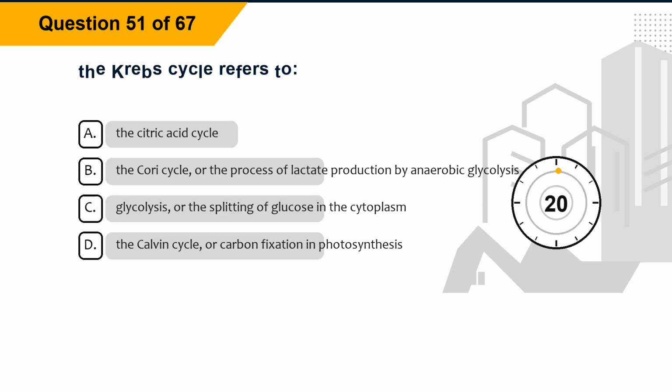Question 51. The Krebs cycle refers to option A, the citric acid cycle. Option B, the Cori cycle, or the process of lactate production by anaerobic glycolysis. Option C, glycolysis, or the splitting of glucose in the cytoplasm. Option D, the Calvin cycle, or carbon fixation and photosynthesis.